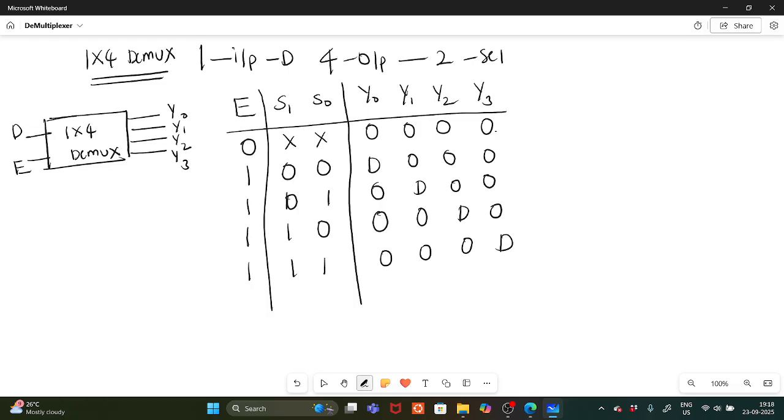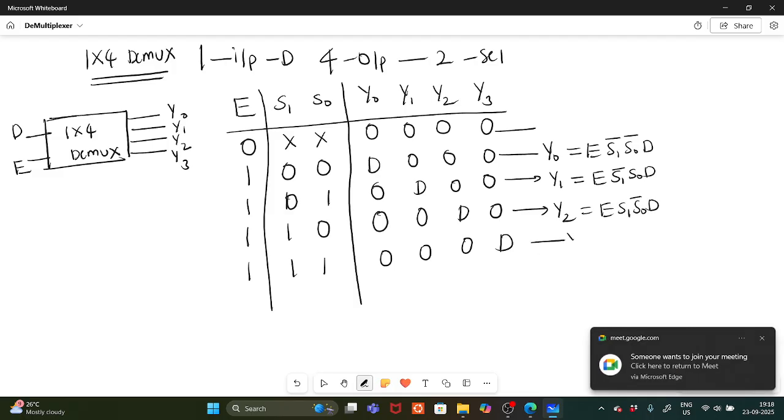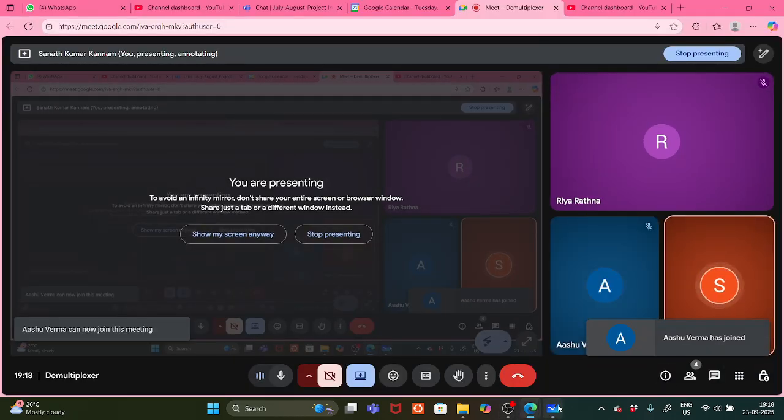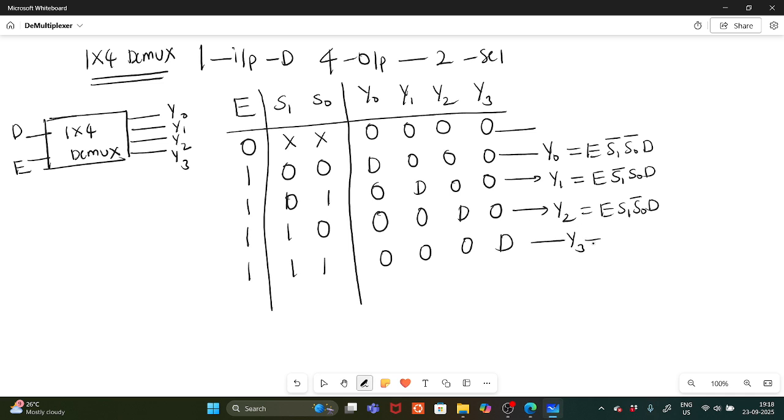From this you can get the expression. Y0 equals E S1 bar S0 bar D. Y1 equals E S1 bar S0 D. Y2 equals E S1 S0 bar D. Y3 equals enable S1 S0 D.